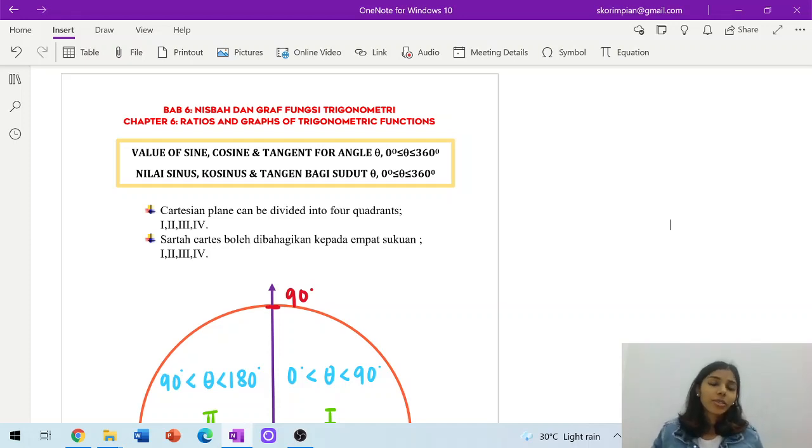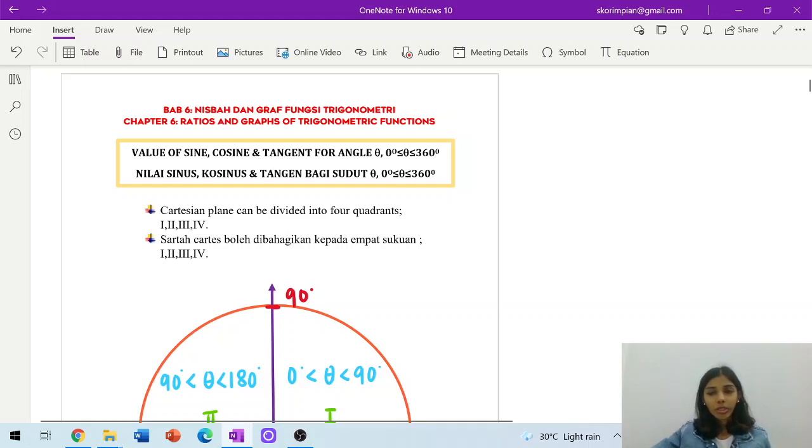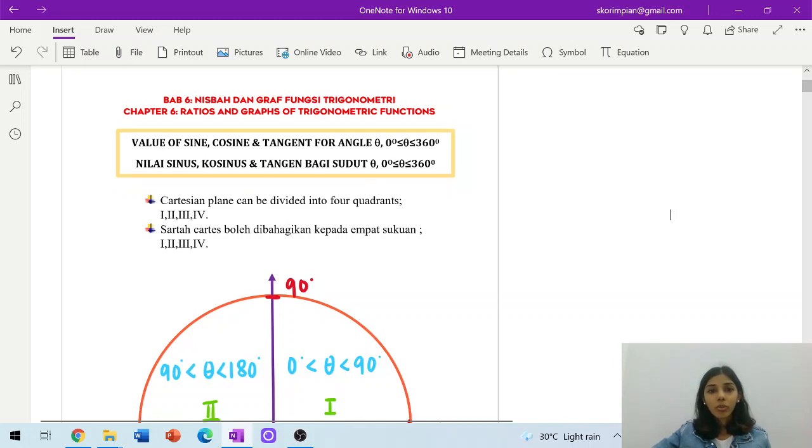Hi everyone, today I'll be discussing Chapter 6 SPM, Bab 6 SPM, Ratio and Graph of Trigonometric Function. For trigonometric functions, as you all know, we have quadrants. Your Cartesian plane is divided into 4 quadrants.